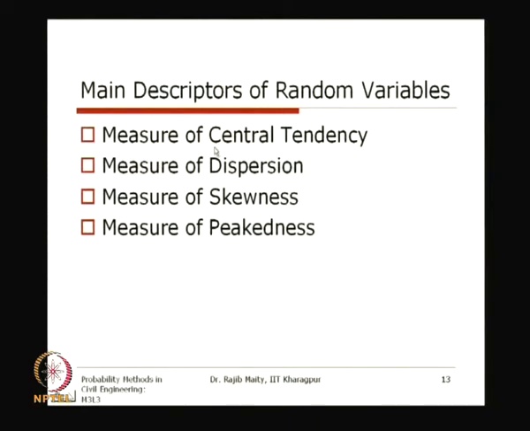The first one is the measure of central tendency. This means where the center is. Now, this center is a subjective word, meaning in what sense we are looking for the center. Given a random variable and its distribution, there are three different ways that we can say what its central tendency is.